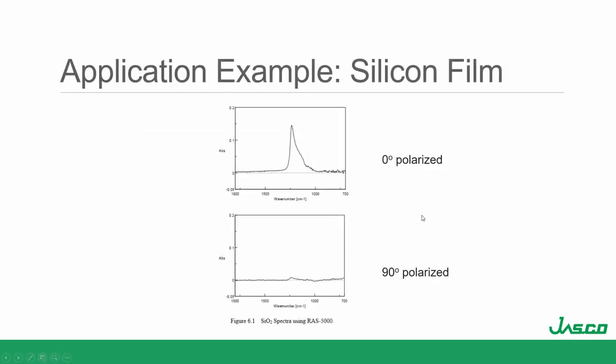This is often used in conjunction with polarized IR, because you can find out orientation information. So you know this is oriented at 0 degrees polarized, and there's hardly any signal at 90 degrees polarized. That's because it's in the plane.